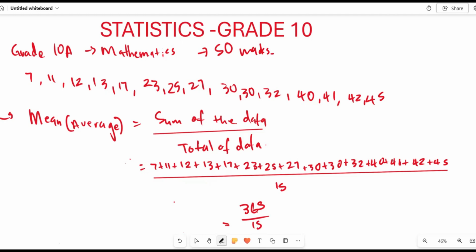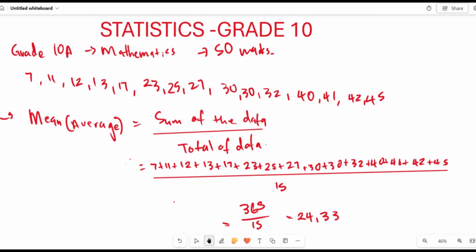And now the average of this data is going to be 24.33. That's going to be the average of this particular data. So when we say we want you to find the mean of the data, we just want you to find the average. And the average, we acquire it by adding all this data and dividing by the total of it.